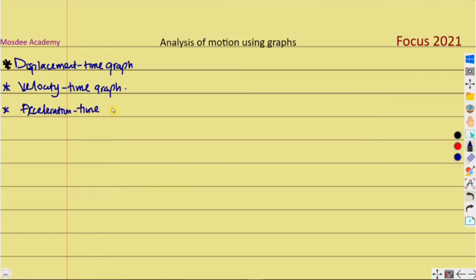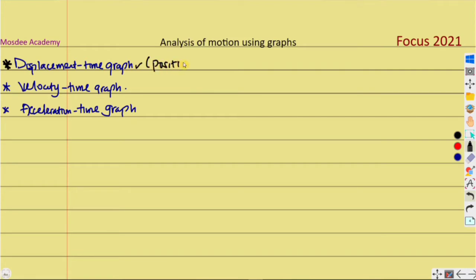Now, we are going to carefully analyze all these three types of graphs and study how they actually work, how they behave. Now, in analysis of the first one, which is the displacement time graph, let us quickly use a simple diagram to explain how displacement time graph varies from one point to another. Another name for displacement time graph is also the position time graph.